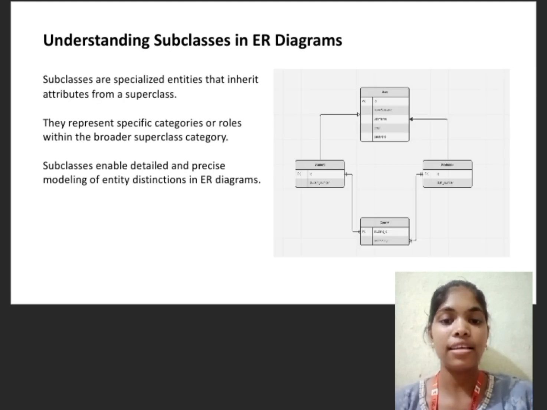Now, understanding subclasses in ER diagrams. Subclasses are specialized entities that inherit attributes from a superclass. They represent specific categories or roles within the broader superclass categories. Subclasses enable detailed and precise modeling of entity distinctions in ER diagrams.